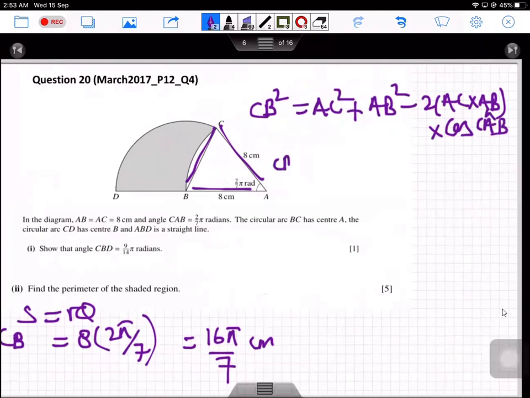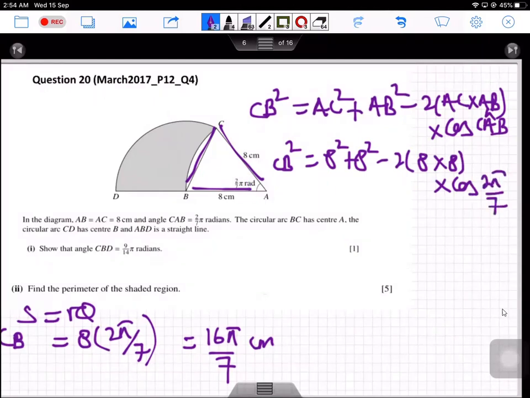So CB squared is equal to 8 squared plus 8 squared minus 2 times 8 times 8 multiplied by cos 2 pi over 7. So you can find the value of CB. The value of CB squared is 48.193, and taking the square root of this answer, CB is supposed to be 6.942 centimeters.